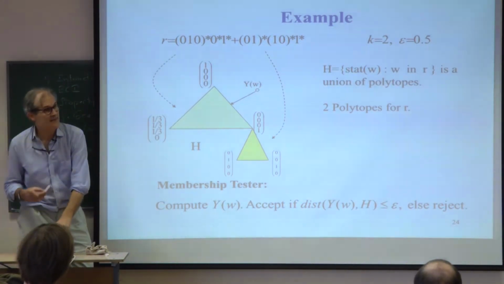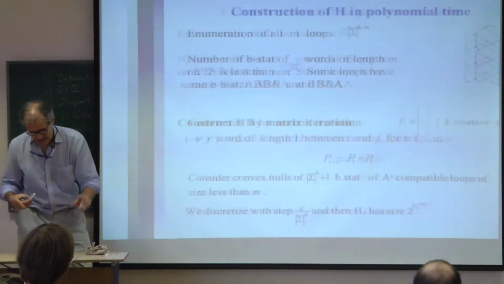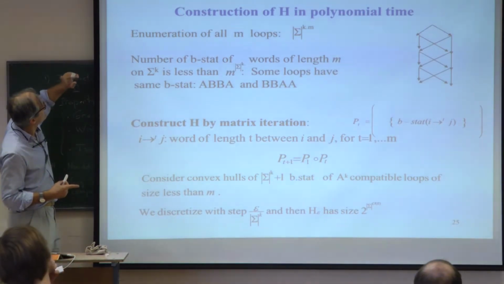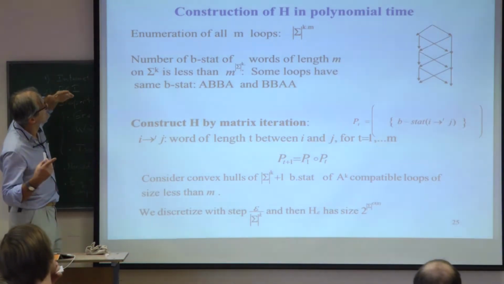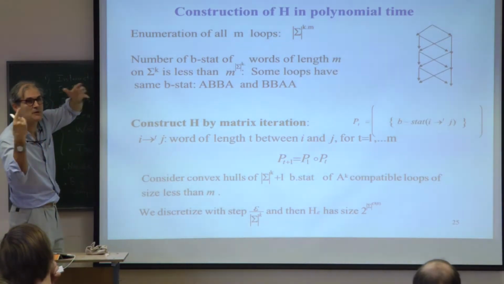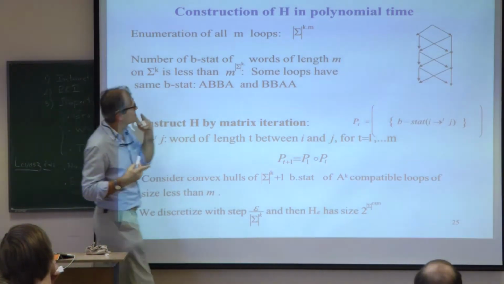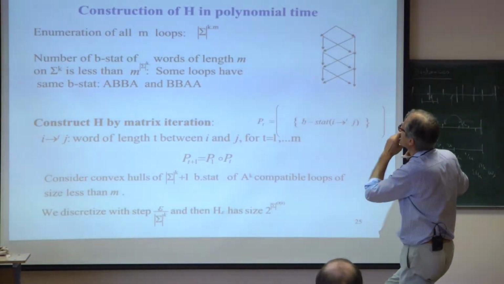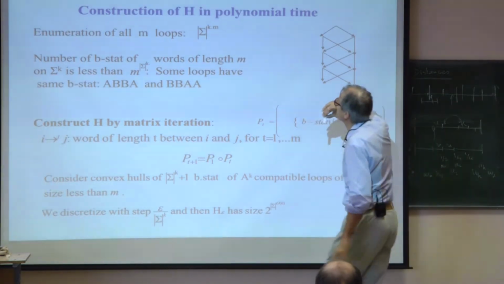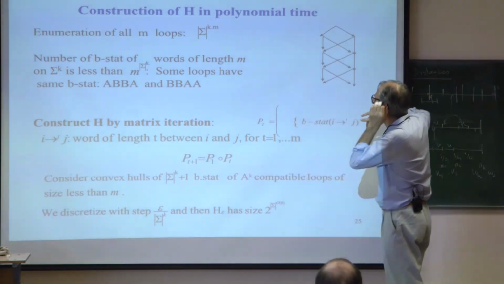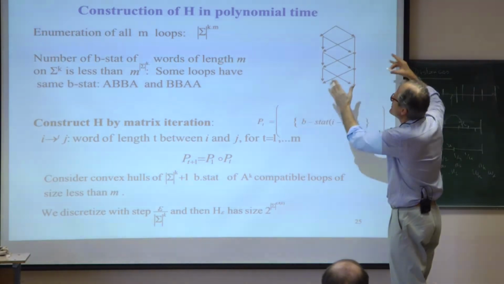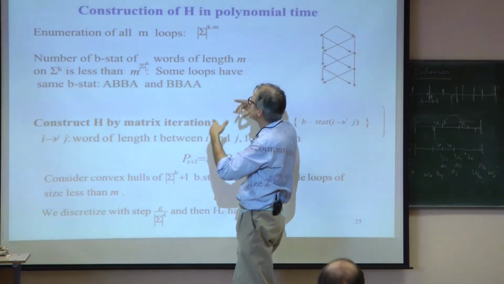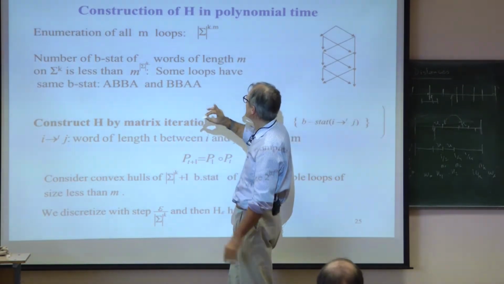So now the last step is how do you construct this polytope? And this is what we're going to do. That actually H is a polynomial time object that you can build in polynomial time. Okay, so why is that? So here you have a complex story, but you can imagine that what you do is you enumerate all loops of a certain size, and you may have many. But then you look at the statistics of these loops.